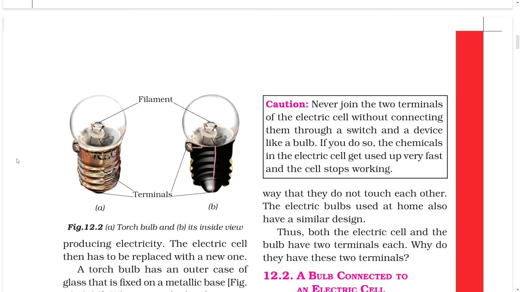way that they do not touch each other. The electric bulbs used at home also have a similar design. Thus both the electric cell and the bulb have two terminals each. Why do they have these two terminals?